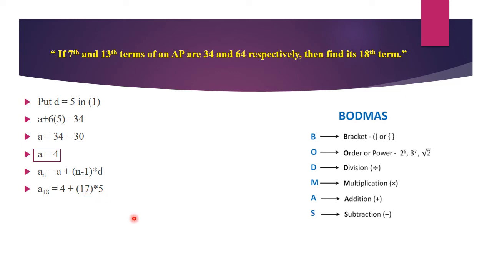Therefore, first you have to solve the multiplication operation, that is 17 into 5. Then you have to go for addition, that is a18 is equal to 4, you have to keep as it is. First finish the multiplication part, that is 17 into 5 is equal to 85. Now you can go for addition, that is 4 plus 85 equal to 89. Therefore, the 18th term of this AP is going to be 89.